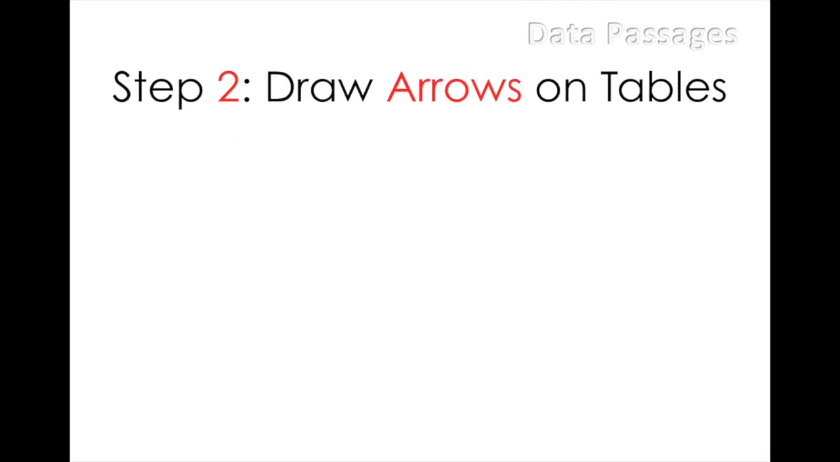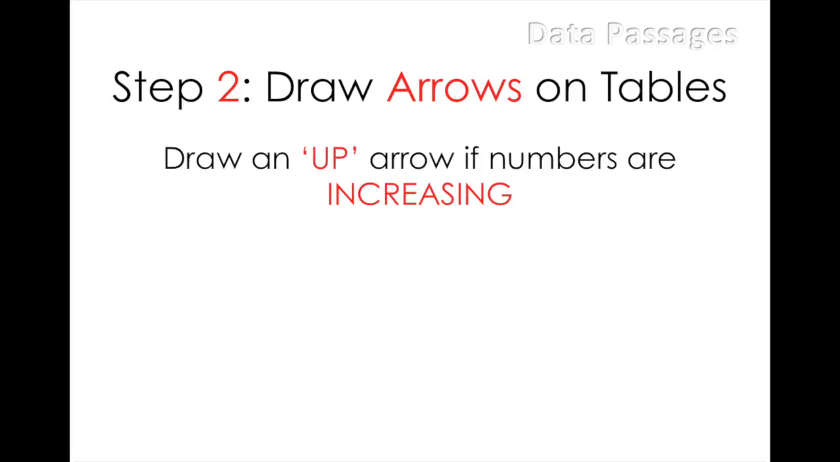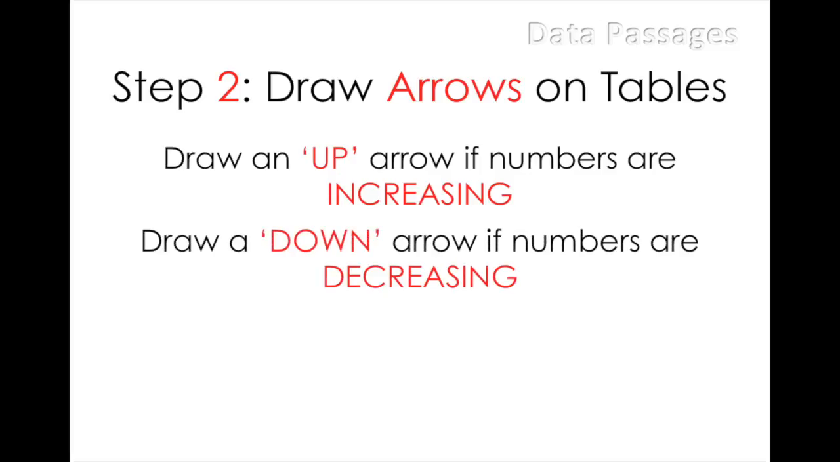Step 2. Draw arrows on tables. This is something you will do every time you see a table with numbers. You will go column by column, noticing if the numbers are increasing or decreasing. If increasing, draw an up arrow next to the numbers. If decreasing, draw a down arrow.